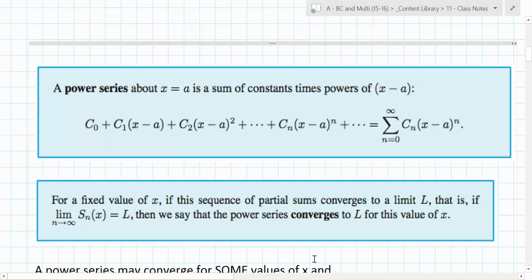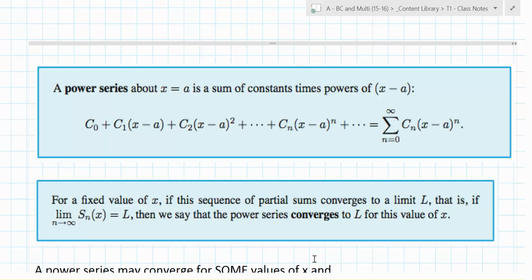It's awful. This is terrible. This is just a definition that you need to be comfortable with and that you will get more comfortable with practice. A power series about x equals a is a sum of constants times powers of x minus a. So these are constants, and then you have x minus a squared, all the way to x minus a to the n. Very similar in a way to polynomials.